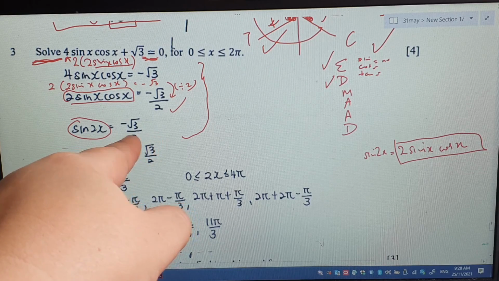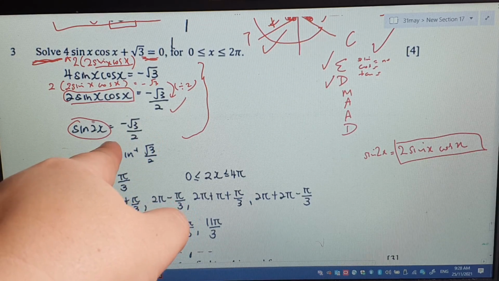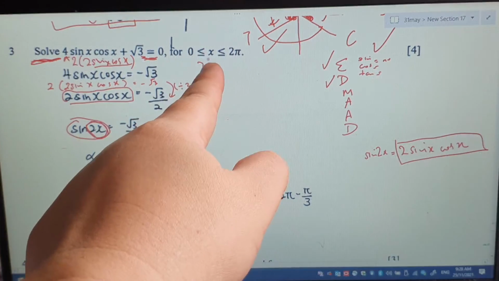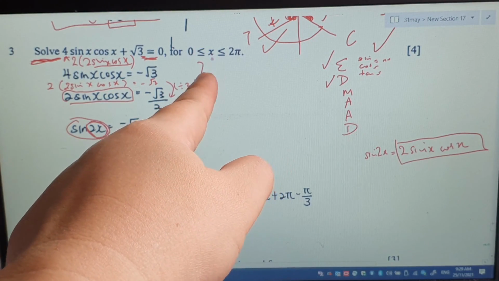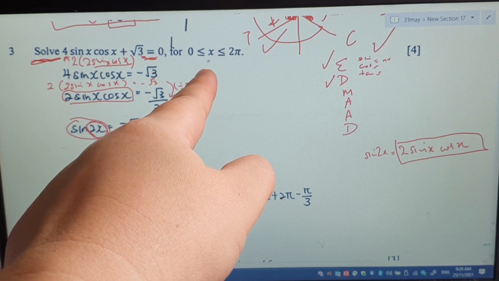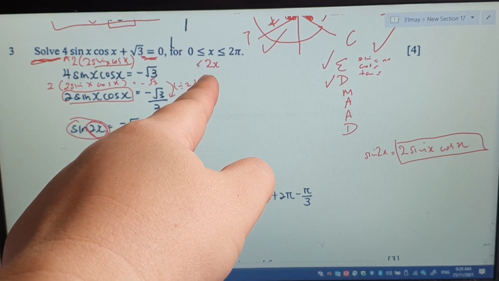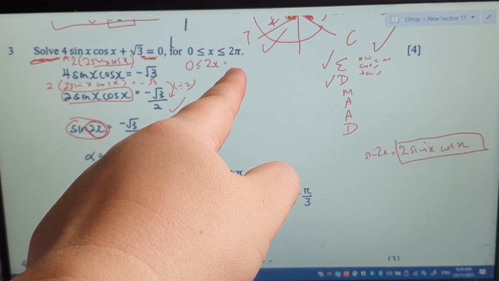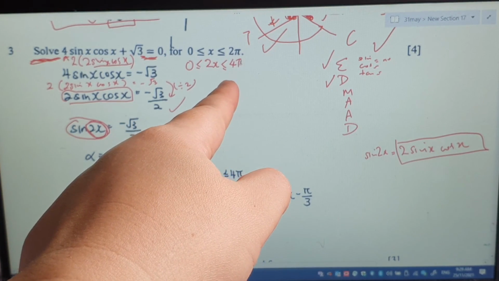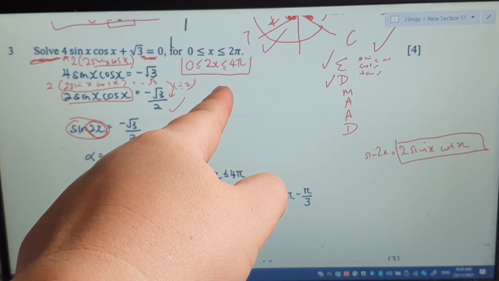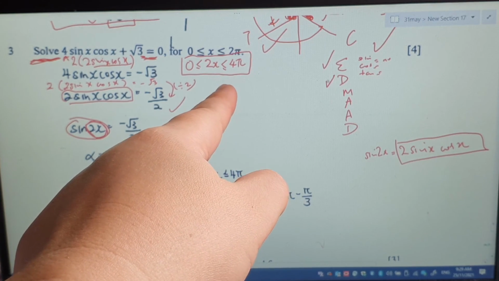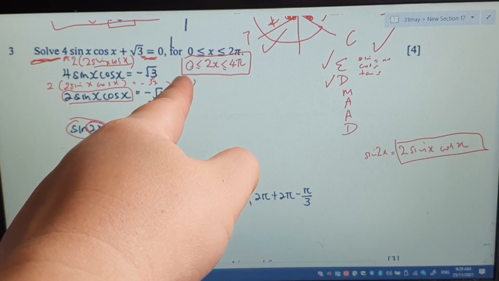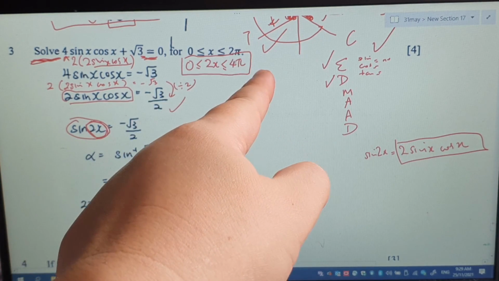And the domain simply is, oh, this domain, we need to do something, you see? It's 2x, right? But what they give us here is x. So what do we need to do? We need to find out 2x is from what to what. So it times 2 here, times 2 here, times 2 here. Now what does this tell us? This domain tells us that my 2x can take on any value from 0 to 4 pi.